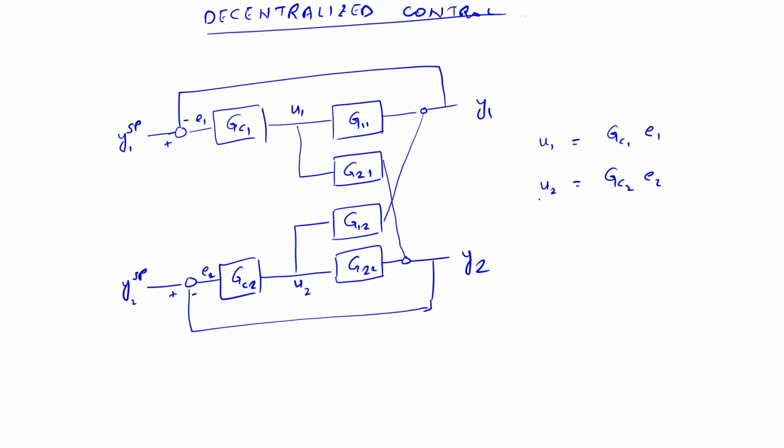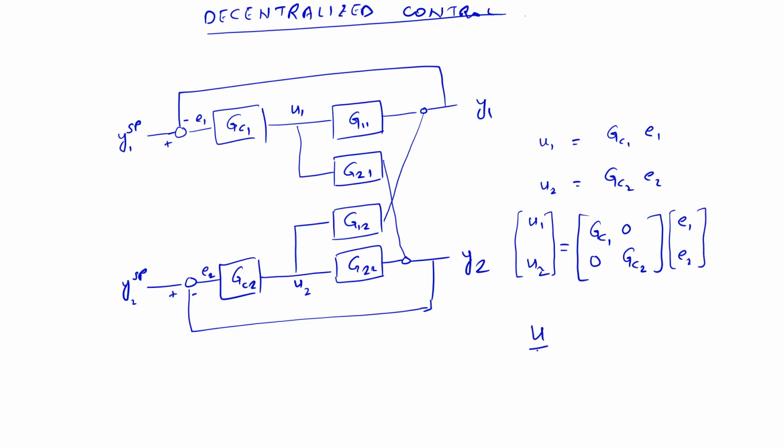And we saw last time that this can be written as U is equal to the controller matrix times E, and this controller matrix is diagonal, and this diagonal structure for the controller matrix implies decentralized action, meaning each one does its own job and doesn't bother about what the other guy is doing. And you can extend it to an n by n system.